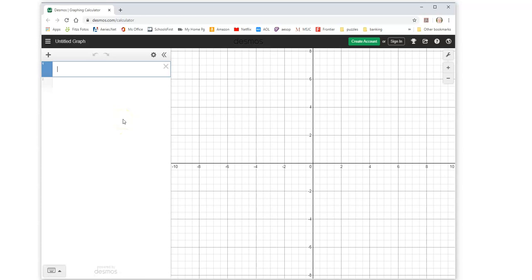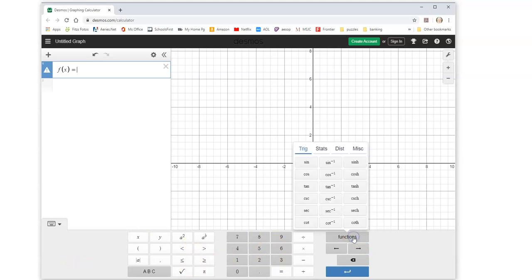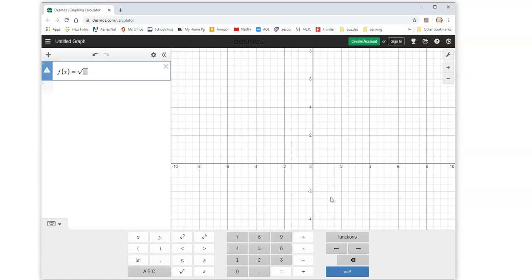We're going to put in the function f of x equals, and now we want cube root. When we bring up our keyboard, we see square root, but we don't see cube root. So we go to functions, and over in miscellaneous functions, we have the nth root. And so we're going to pick the nth root, and the cursor is up where to put the index. So we're going to put in 3 and then x.